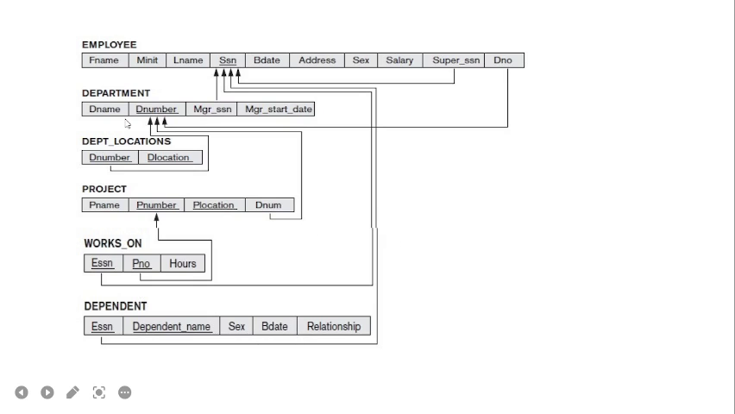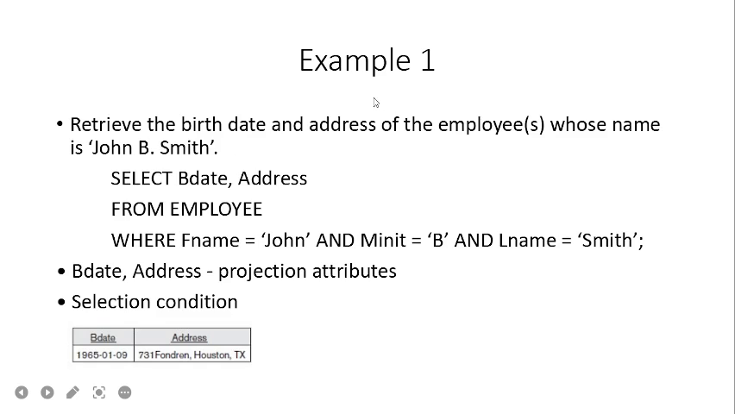And we'll be focusing on the same relations, that is we have employee, department, dept locations, project, works on, and dependent. We have talked about this many times. So let's see one example: retrieve the birth date and address of the employees whose name is John B. Smith. How can we give the query?